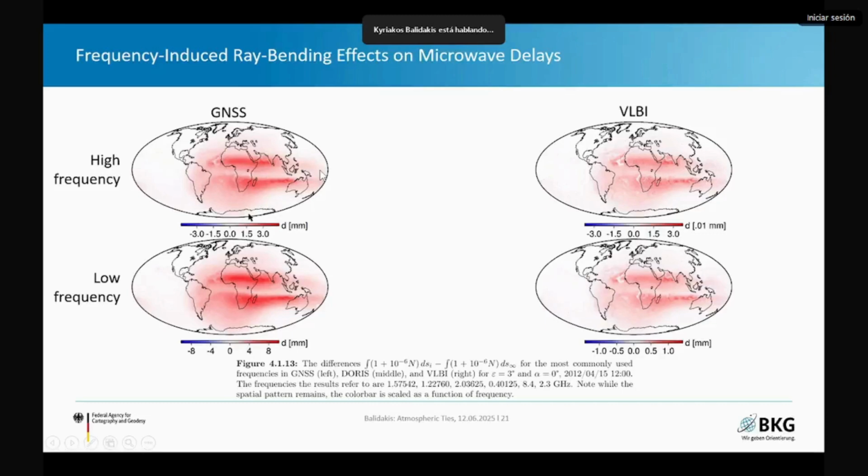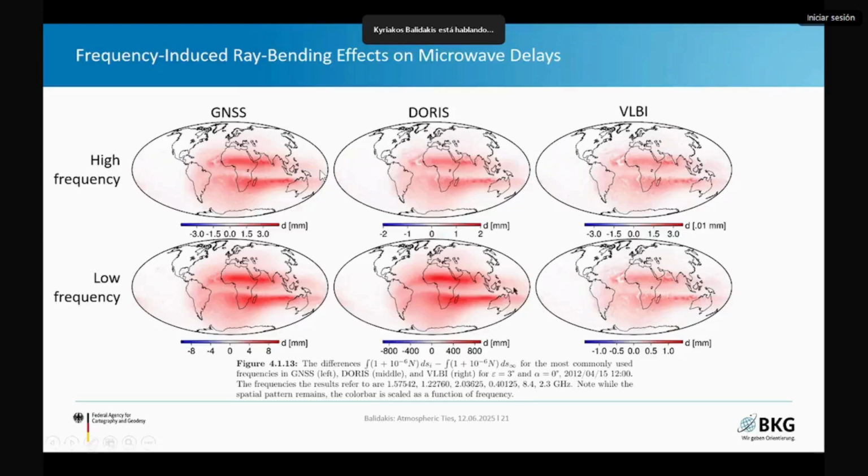And for the third microwave system for geometric space geodesy, DORIS, we see that the difference can be quite large. So for DORIS, the lowest frequency is 0.4 gigahertz. And we see that if you don't take into account the ionosphere during modeling, you can have an error at the several centimeters level.